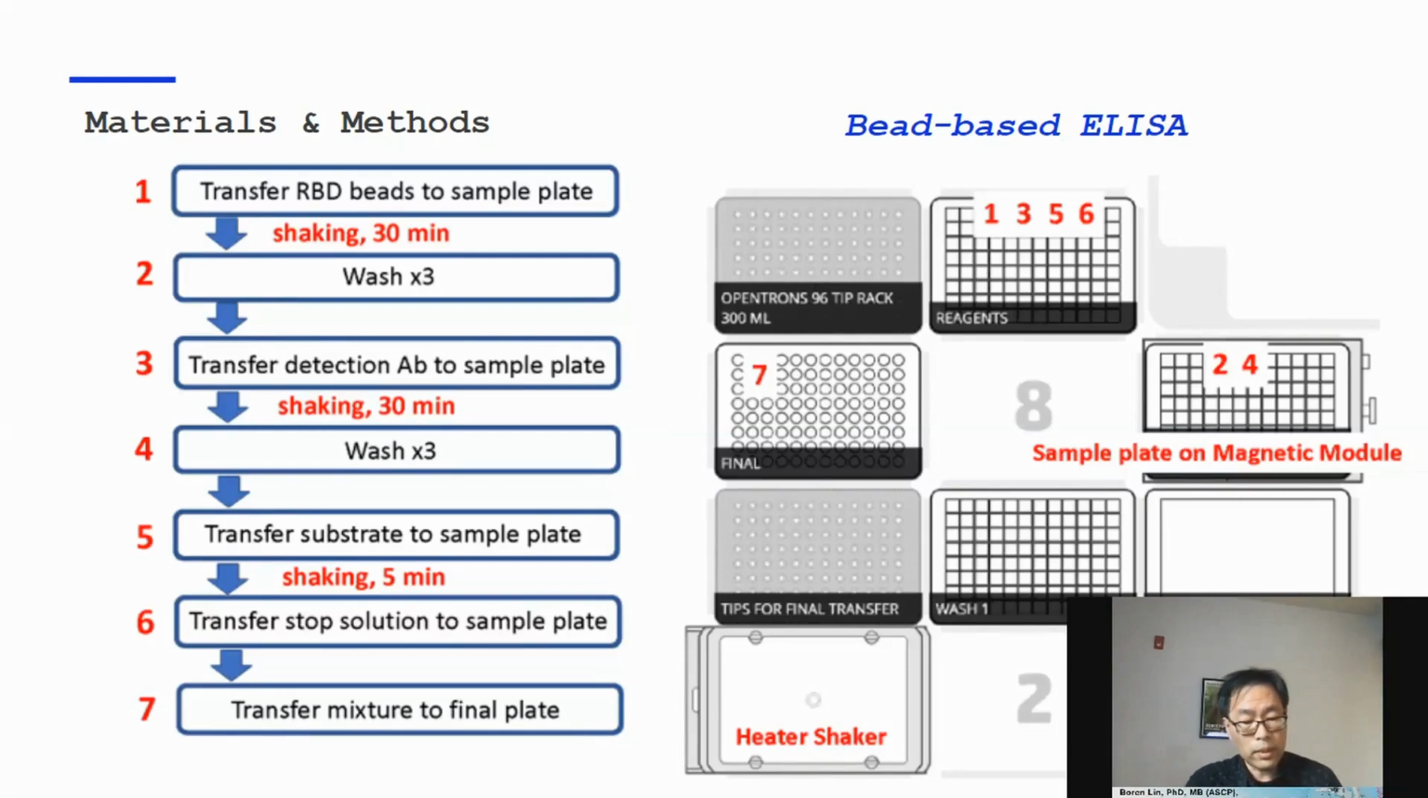The sample plates were manually moved to the heater shaker when incubation was required. But if your liquid handler has a robotic arm to move the plates between deck slots, this step can be automated.